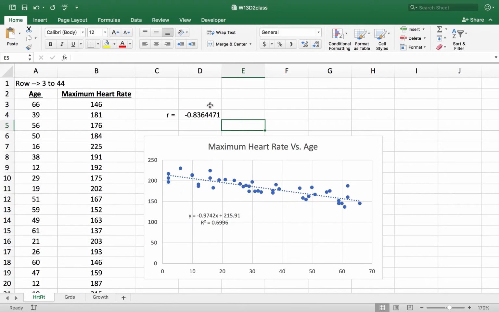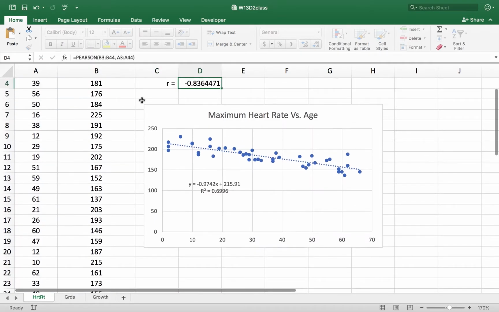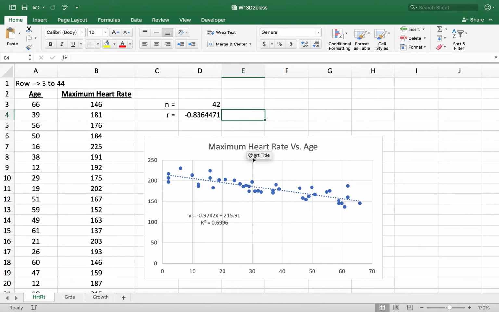Now in the past, we've had to open up a separate workbook, plug in our Pearson correlation coefficient, plug in our sample size, something else we can compute here, just do count, pick one of your variables, in this case 42, and then the workbook did everything else in the background.